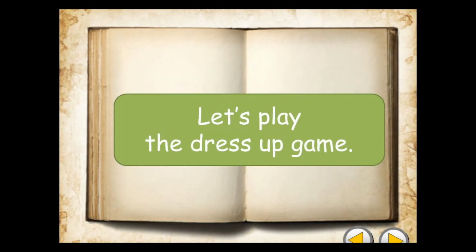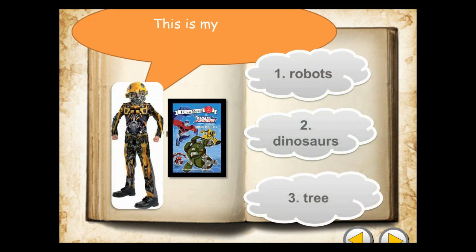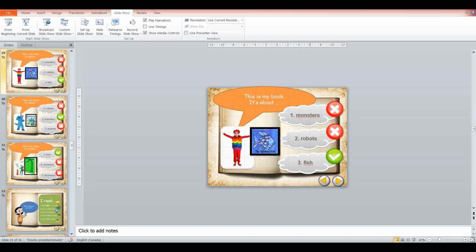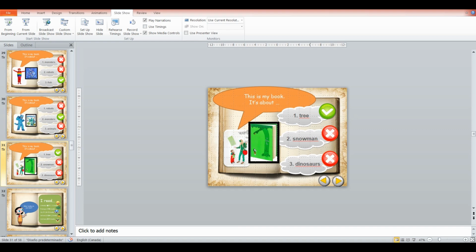And then we play the dress-up game. Basically, this game, what they have to do is they have to look at the cover of the book, and they have to look at the child that's dressed up as a character from the book and decipher what the book is about. Again, it's very simple because my students are very, very low level and they're very young. But the important thing here is that I'm wanting them to use the full sentence. This is my book. It's about, and this one is obviously robots. So we've got a whole bunch of different ones of these that they can work out and choose.